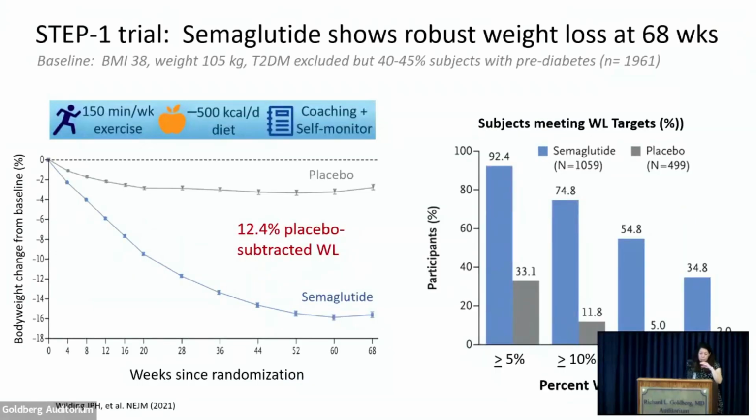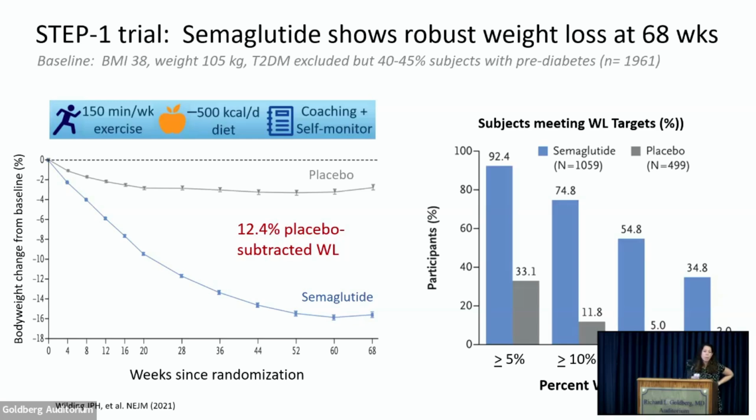And so I wanted to touch on the STEP 1 trial. This is the semaglutide efficacy for people with obesity trial, and it shows robust weight loss at 68 weeks. The folks in this trial had an average BMI of 38 at baseline. They started with a weight of 105 kilograms. They were not diabetic, but up to about 40% had pre-diabetes at baseline. So this is a study of about 2,000 individuals. And what I wanted to point out is when we do these weight loss trials, they're not in isolation. The placebo group is also getting lifestyle interventions, right? This is kind of universally true.